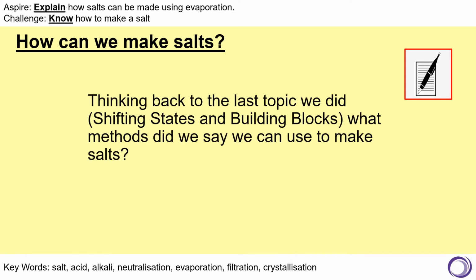So already this year you have learnt how to make a salt. You did it in your last chemistry topic called shifting states. So I want you to think back to that topic and when you were making salts, and what methods did we use to make a salt. So I'm going to give you 2 minutes to write down your ideas. Off you go.